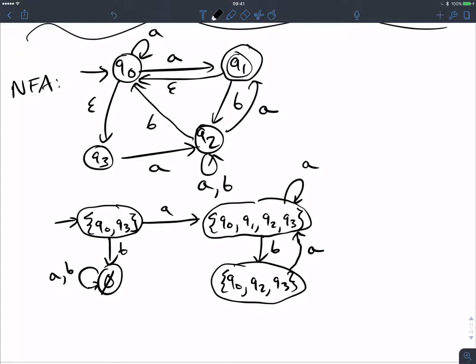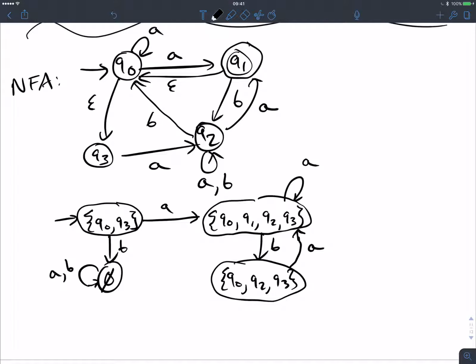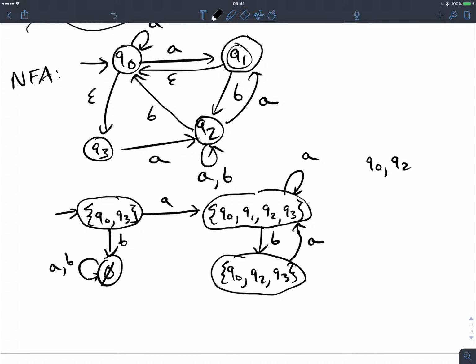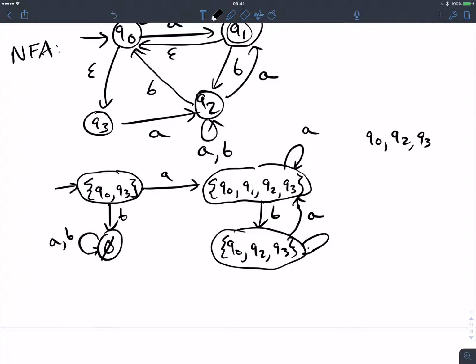Okay? What about on B? Q0 goes where on B? Nowhere. Q2 goes where on B? Q0 and Q2 has two transitions. Q3 goes where on B? Nowhere. Not a dead state until we determine it's the empty set at the very end. Well, we include Q0, Q2, so we're not empty. What's the epsilon closure of 0 and 2? Q3. So do we have that state already? Yes, we do. So we have B there.